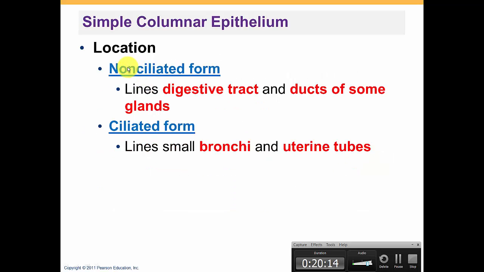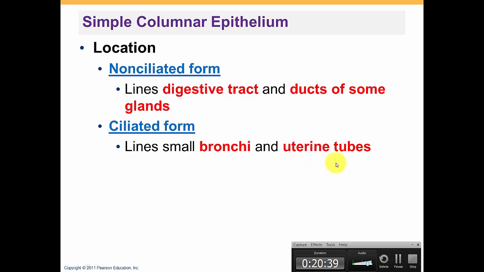So there are two types of the simple columnar epithelium. We have non-ciliated forms that do not have cilia, and this is in the digestive tract, and we have the ciliated forms, which are in the bronchi because we need to expel the mucus, and in the uterine tubes because we need to move the ovum.